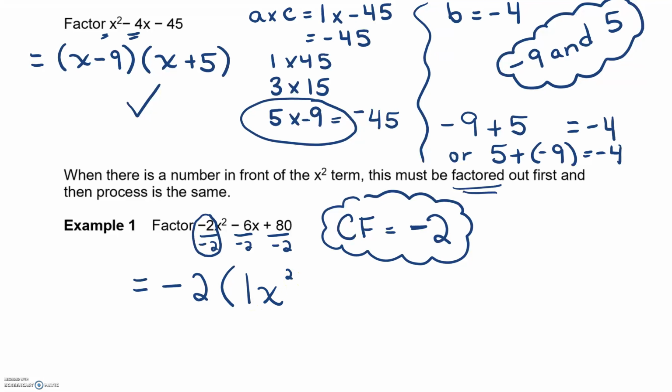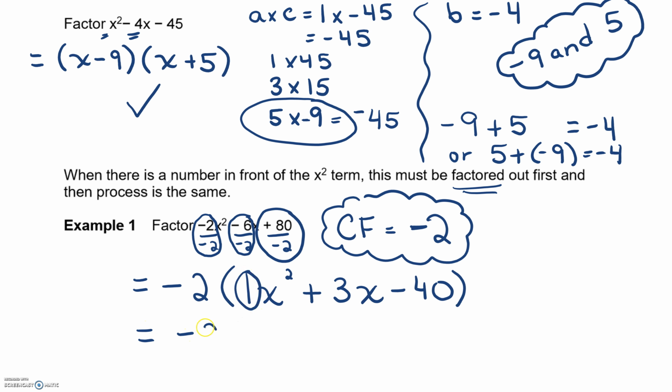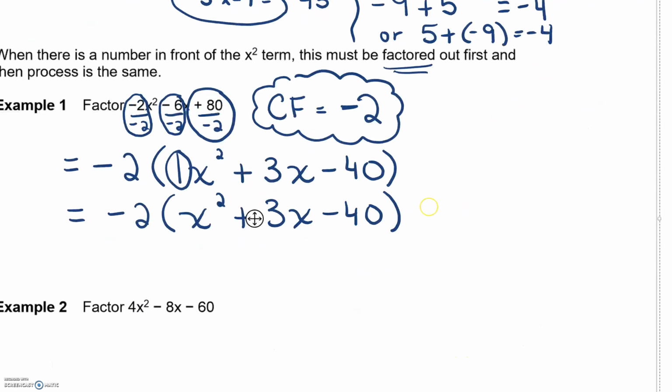Okay, you move on to the next terms. Negative 6 divided by negative 2 is actually positive 3. And there's an x left over this time. You continue, you do positive 80 divided by negative 2, which is negative 40. So I'm just going to simplify this a little bit just by taking away this 1, because when we have a 1 in front of the x squared, it's not necessary. Now, if you want to leave it, feel free. That's okay. So now I'm left with this, okay?